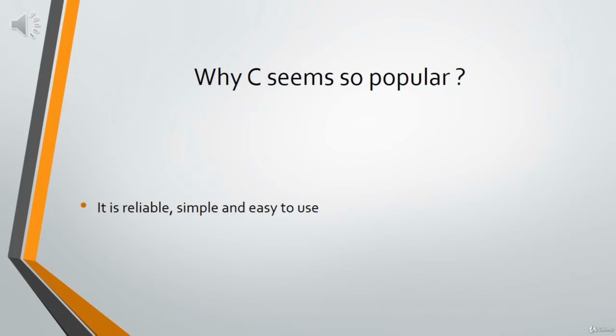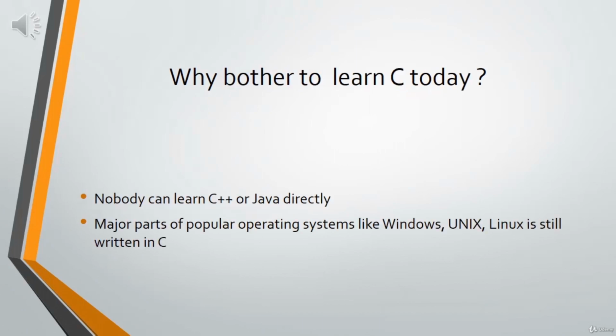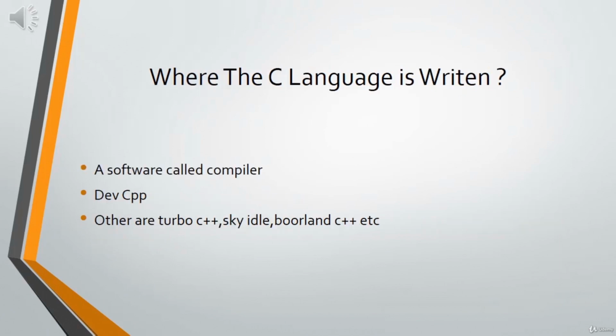Okay, so now we will discuss why we should learn the C language. No one can learn C++ or Java directly, as C is basically the base of all the other programming languages, and C is among the simplest languages. The syntax of C and C++ have minor changes, and both of the languages are almost the same.